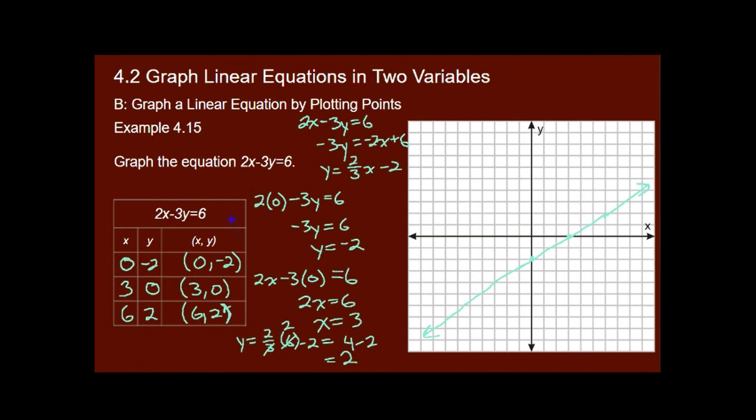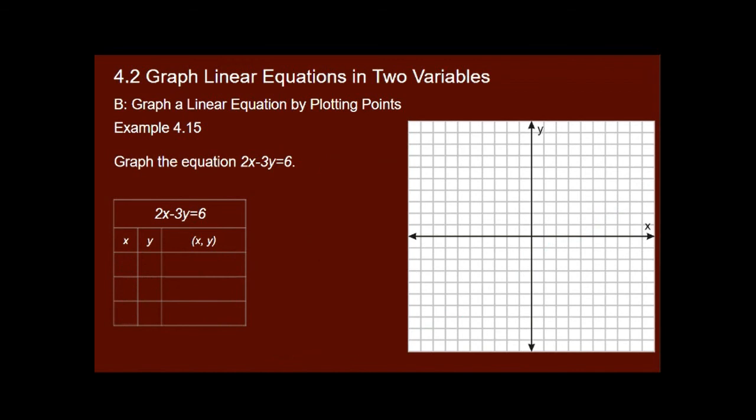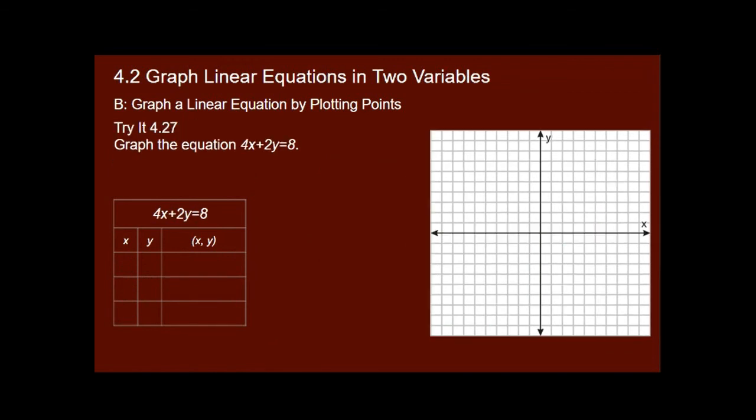Okay, so those are called the intercepts. When you set x equal to 0, that gives you the y-intercept. When you set y equal to 0, that gives you the x-intercept. So you can use the intercepts to graph by plotting the points where the line crosses those axes. So let me put a try it up there for you, and you can go ahead and try this.